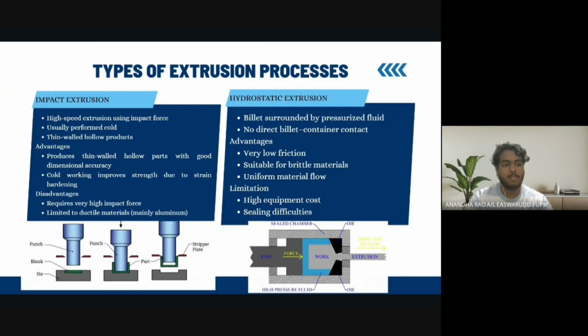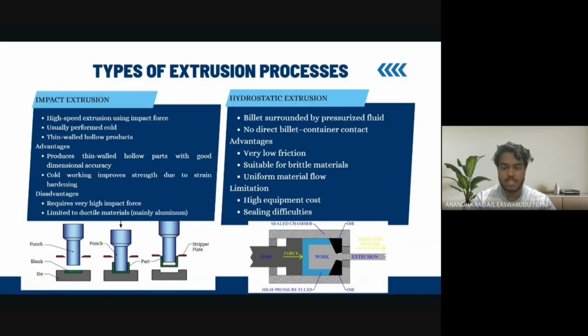Next, let's see about impact extrusion. Impact extrusion is a high-speed extrusion process, usually performed at room temperature. A punch strikes the billet, forcing the material to flow rapidly through the die. This process is mainly used for thin-walled hollow products such as toothpaste tubes, aerosol cans, and battery cases, especially those made from aluminum.